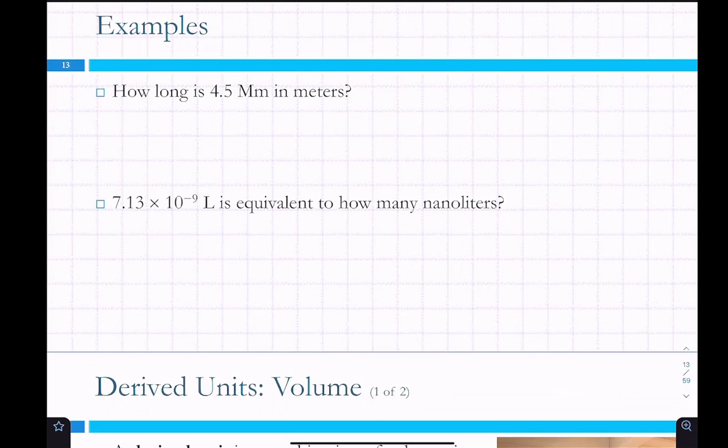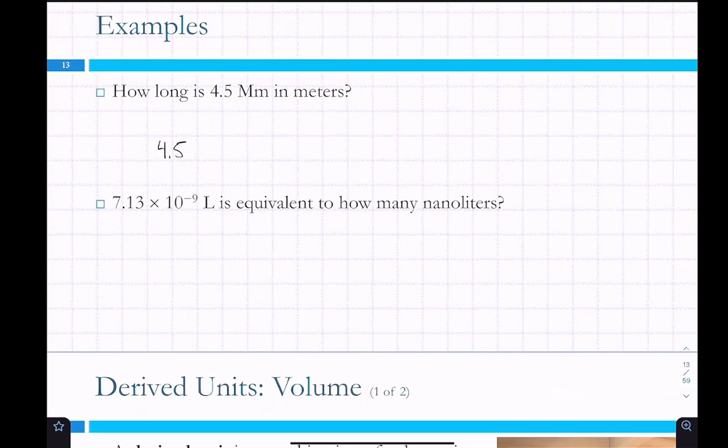All right, so how long is 4.5 megameters in meters? So I wrote it in scientific notation. Okay. 4.5 times 10 to the 6. Yeah.